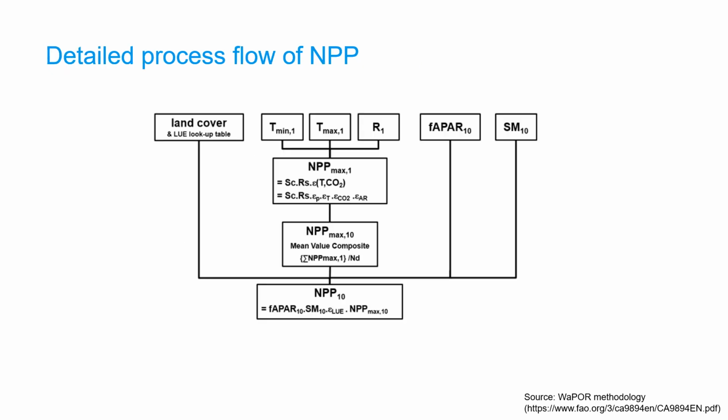The schematic diagram in this slide shows the detailed data process flow to compute decadal NPP from various input data sets and the intermediate data sets of NPP max daily and decadal NPP max, and finally the decadal NPP by multiplying FAPAR, soil moisture stress factor, and light use efficiency into NPP max decadal.